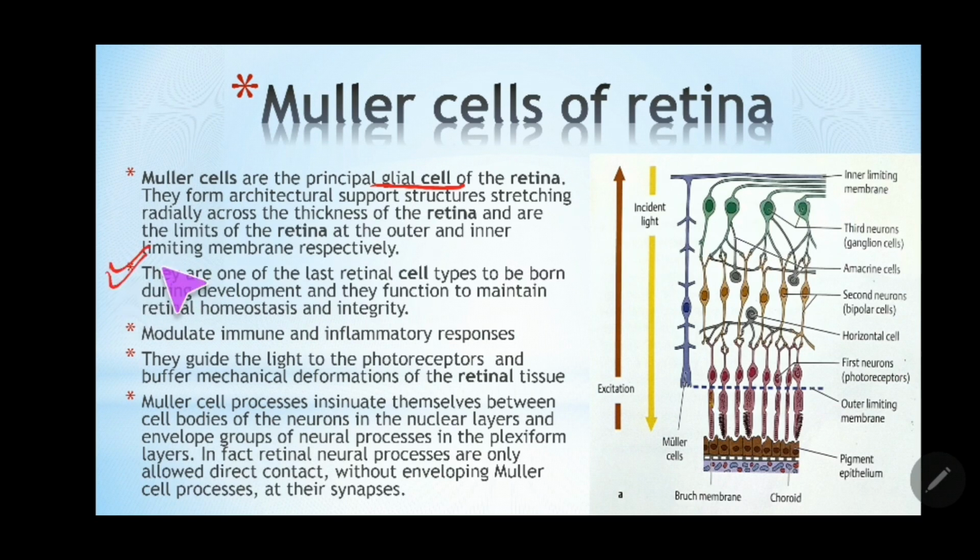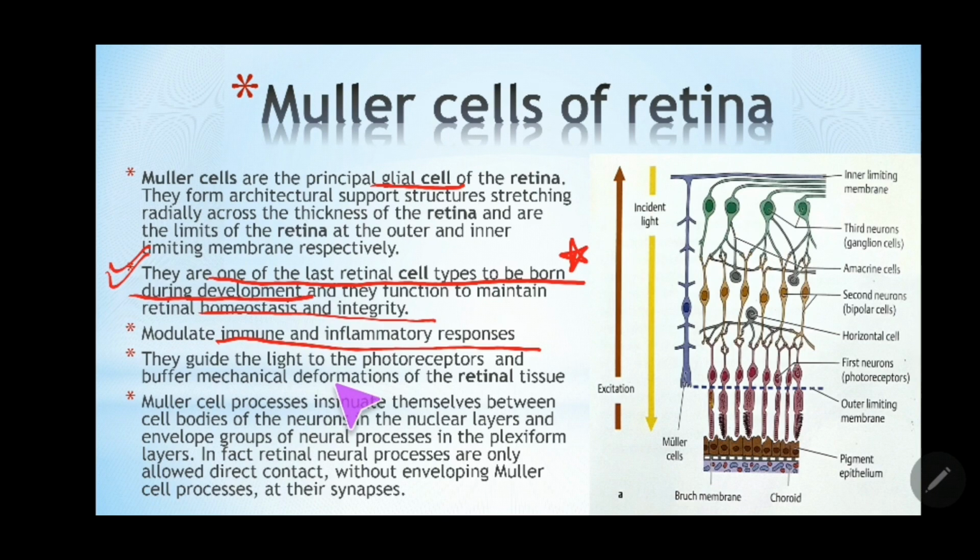They are one of the last retinal cell types. Yeah, this is another very important point. They are one of the last retinal cell types to be born during development. If it's asked about the development of retina, remember these are the last cells to be developed in the retina. They function to maintain the retinal homeostasis and integrity. They modulate the immune and inflammatory responses.